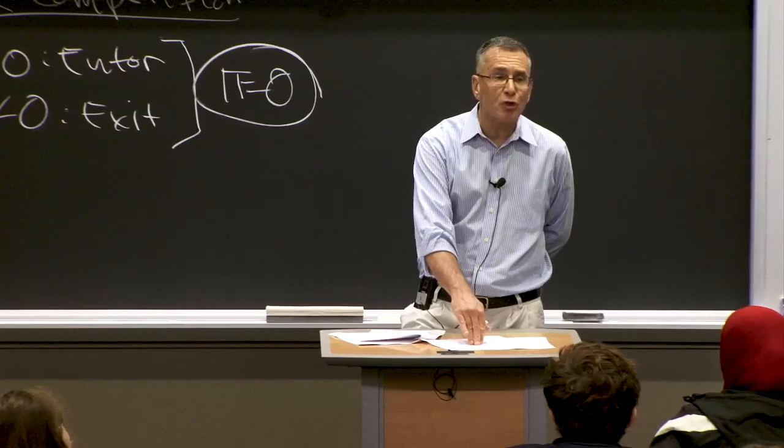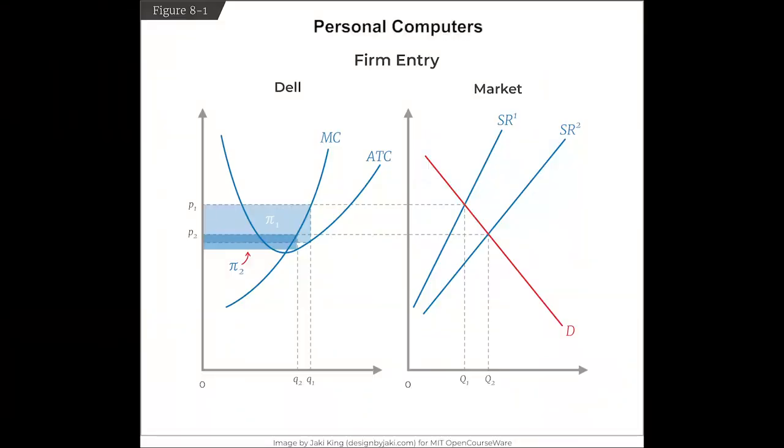These are repeated short runs. So SR1 was a short run. Dell made a ton of money. Then we get to the next short run. Gateway enters. SR2 is the new short run. Gateway and Dell still make money. So the third period, another firm's going to enter. And it's going to go to profits equals 0.